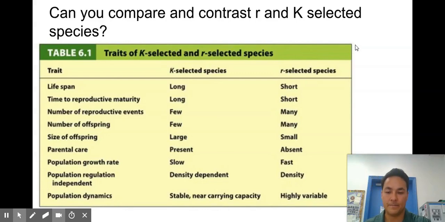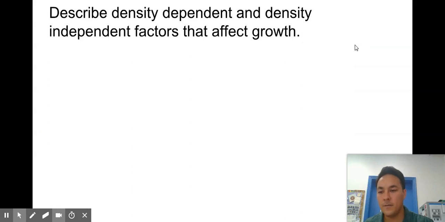All right. So along with that, this is just kind of a vocab question, but describing density dependent and density independent factors. But it's important to think about as you're talking about if a population's at its carrying capacity. So go ahead.